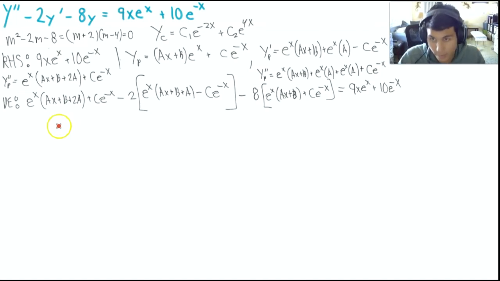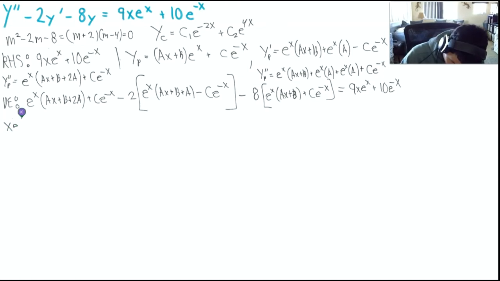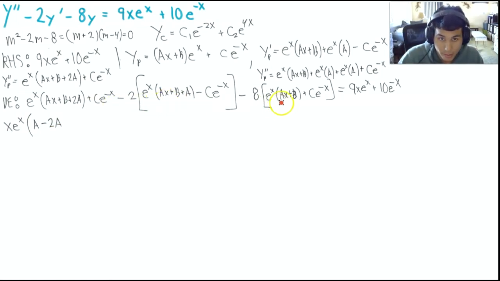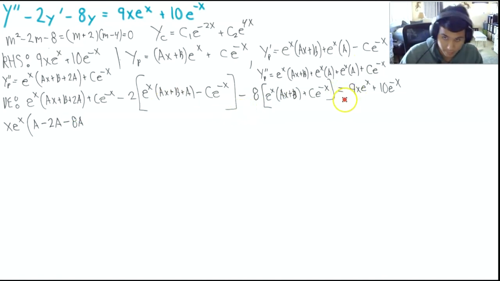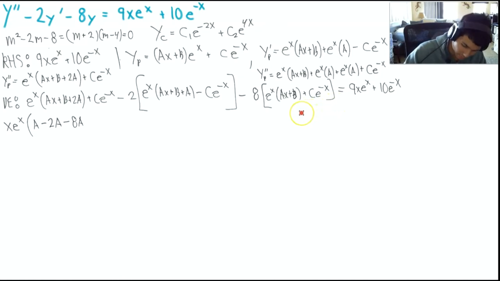Okay, so I'm going to put all the x e to the x combinations right here. So x e to the x, it'll be a, minus 2a. Okay. What's another one? Right here. It's going to be minus 8a. Okay. Well, that's nice. Now I'm going to just do all the regular e to the x terms.